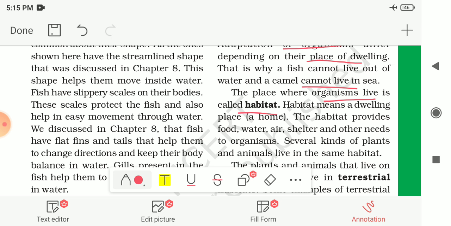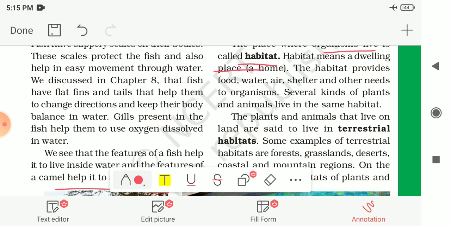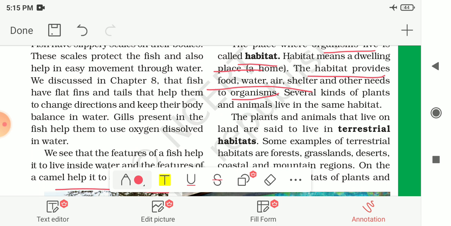Adaptation we had seen. Now what is habitat? The place where a living organism lives is known as the habitat. Habitat means a dwelling place, or a place where they are living, or you can say the home of that animal or living organism. This habitat provides food, water, air, shelter and other needs to the organisms, and several kinds of plants and animals live in the same habitats.